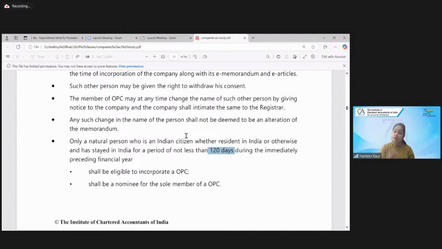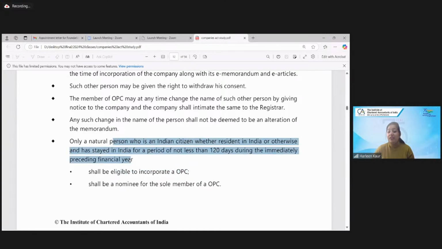Number 1. If you are an Indian citizen, but in the previous year, if you have not stayed for more than 120 days, then you cannot open up an OPC. It has nothing to do with your residential status, whether resident in India or not. What is important is you are a natural person, you are Indian citizen, you have stayed in India for more than 120 days during the immediate preceding financial year, go and open up an OPC. You're allowed to open an OPC.